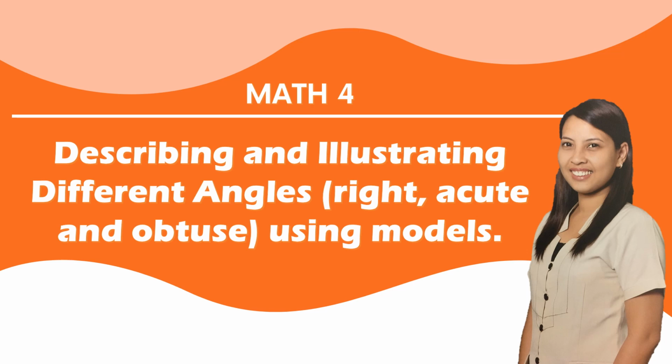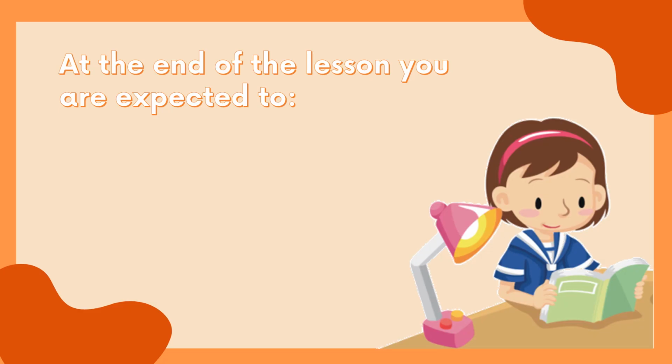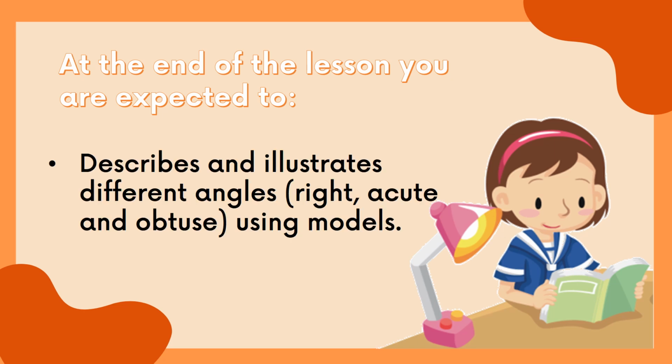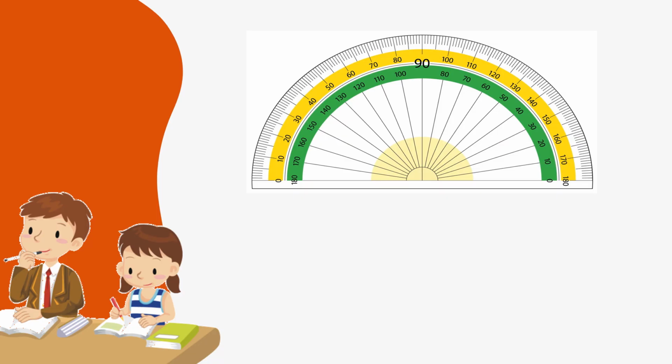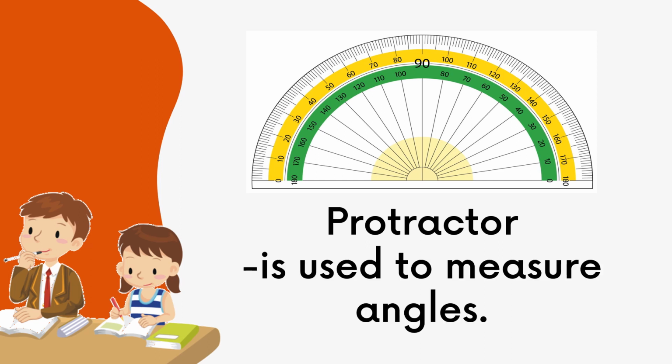So our next lesson is describing and illustrating different angles, right, acute, and obtuse using models. At the end of the lesson, you are expected to describe and illustrate different angles, right, acute, and obtuse using models. Do you know, children, what do we call the picture on the screen? Very good. The picture on the screen is called a protractor. A protractor is used to measure angles.